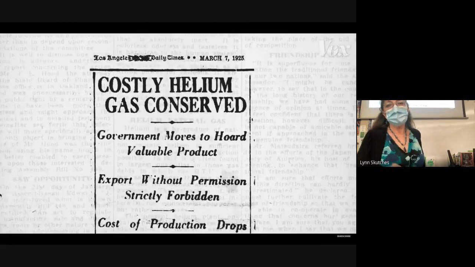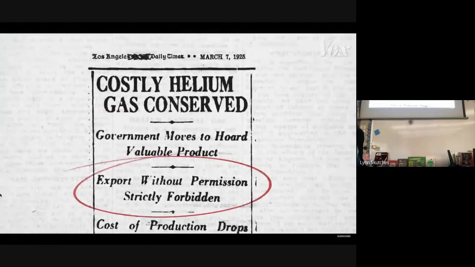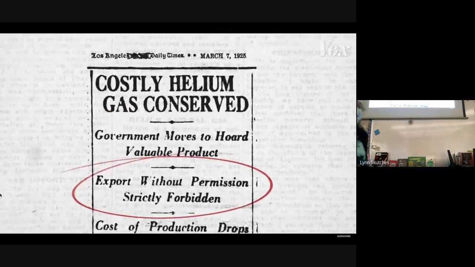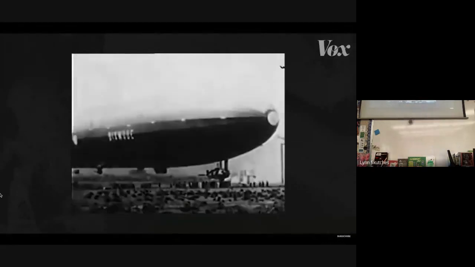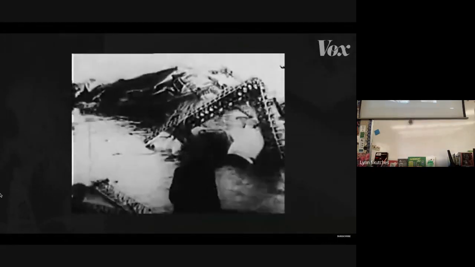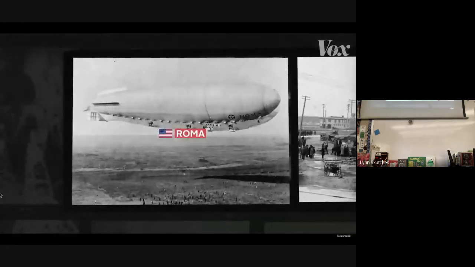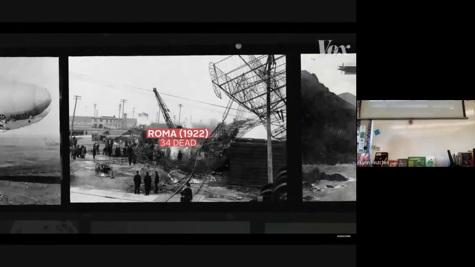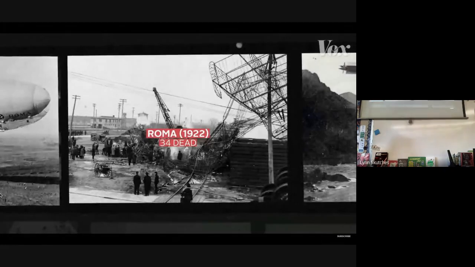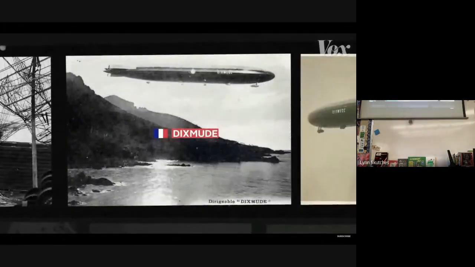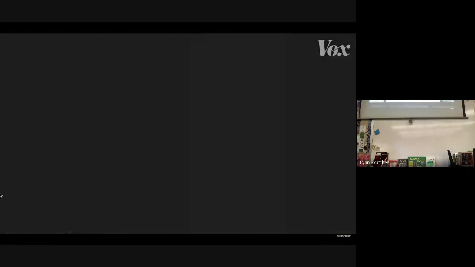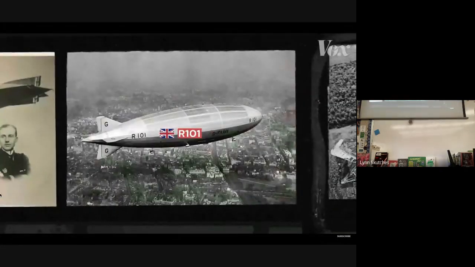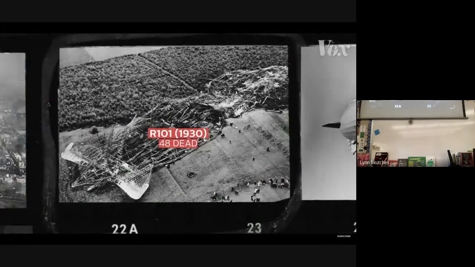But the United States, who at this time produced the rare gas almost exclusively, embargoed its sale in 1925. Countries around the world developing lighter-than-air programs had to rely on hydrogen, and their airships were blowing up. In the US, the hydrogen-powered Roma exploded and killed 34 in 1922. In 1923, the French Navy airship Dixmude did too, 52 dead. And in 1930, the UK ship R101 went down, 48 dead.